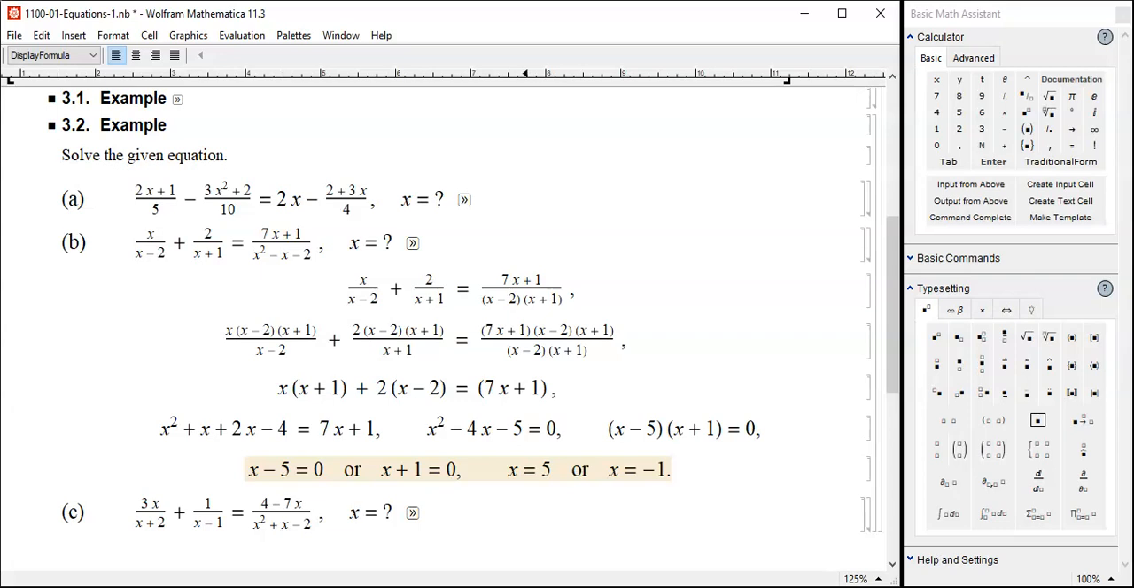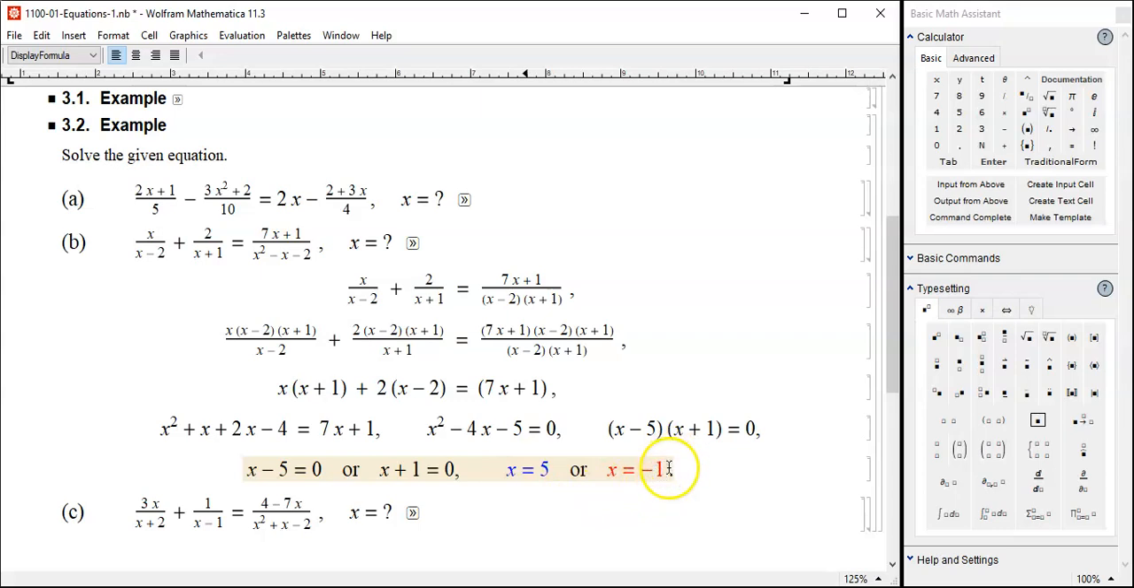Check your answers. Okay? Check your answer. Plug in x equals 5 to the original equation and check. Plug in x equals negative 1 to the original equation and check. See if both of them or some of them would work or some will fail. If you do it right, you'll see that x equals negative 1 will fail. This one will fail, and x equals 5 will work if you do it right.